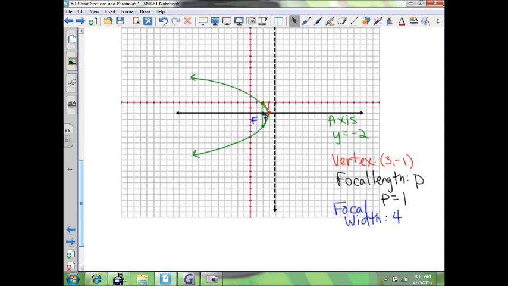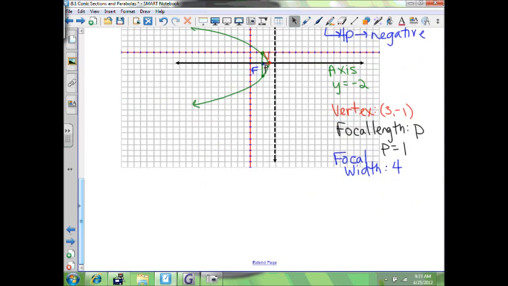Now, which direction does it open? This opens left, which means 4p is negative. Now, the equation in standard form: because it opens left and right, it's going to be y squared. So (y minus k) squared is equal to 4p times (x minus h). There's our standard equation.